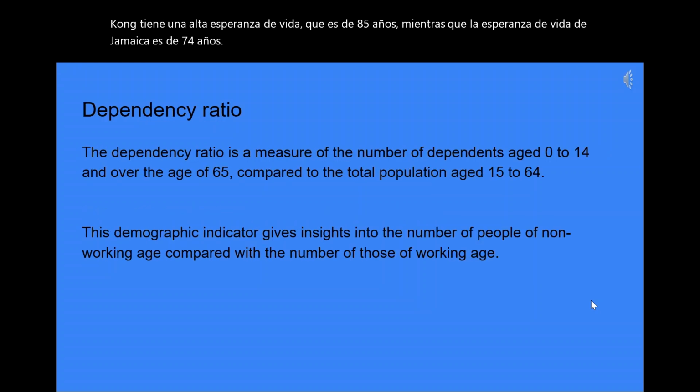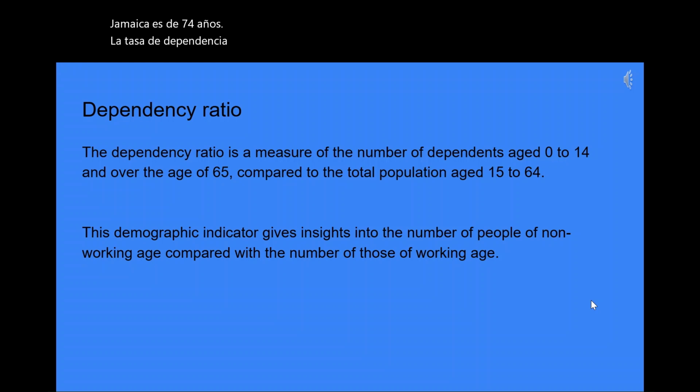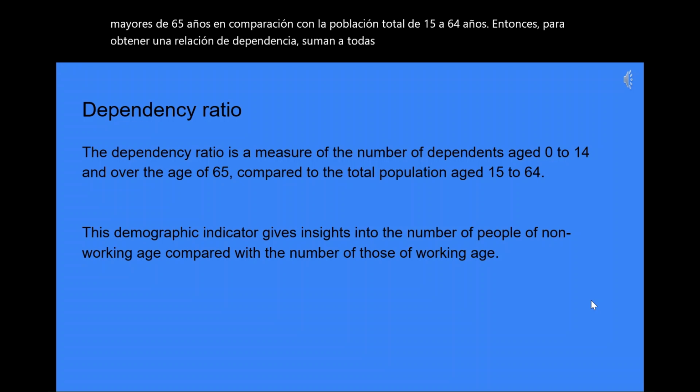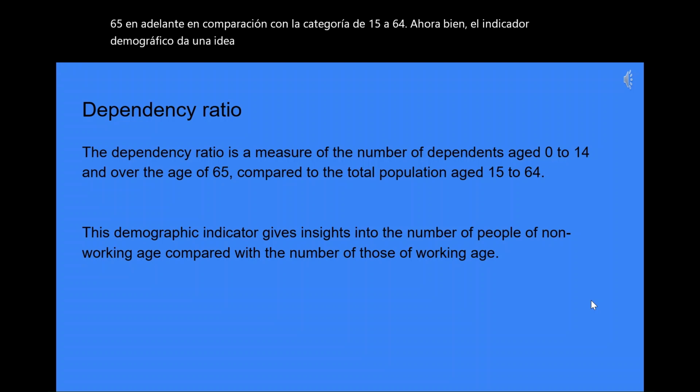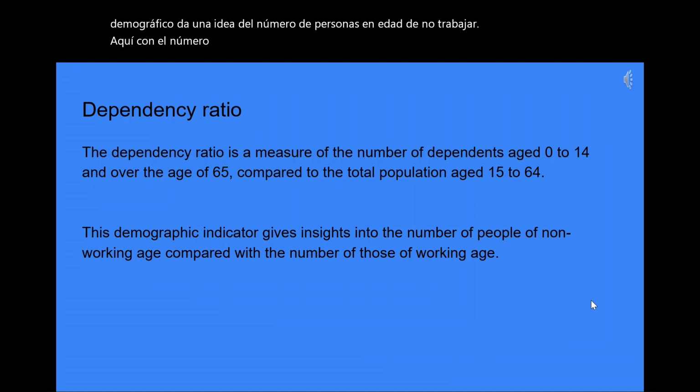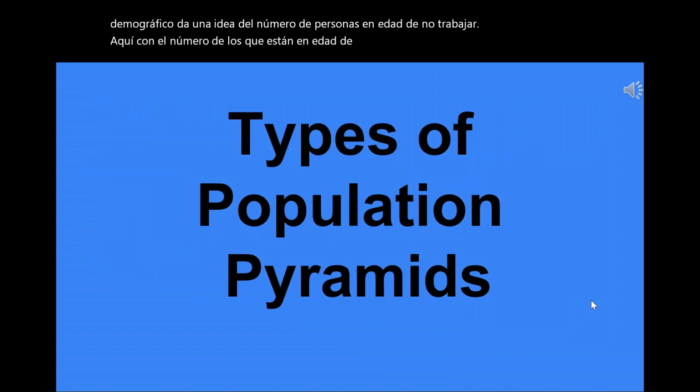The dependency ratio is a measure of the number of dependents aged 0 to 14 and over the age of 65 compared to the total population aged 15 to 64. So in order to get a dependency ratio, they add all the persons in the 0 to 14 and the 65 and over categories as compared to the 15 to 64 category. Now, the demographic indicator gives an insight into the number of people of non-working age compared with the number of those who are in the working age or working class.